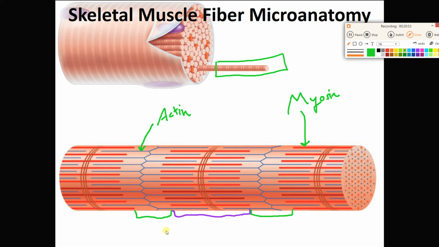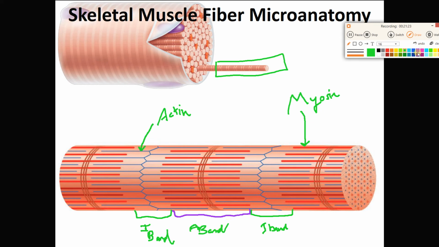So check it out. The region that just has actin, that is that light region we saw in the previous slide known as the I band. So I see two I bands right here. The region that contains the myosin as well as some actin. It's like we got both, then just myosin, then both again. That is the darker one, which is the A band that we saw a moment ago.